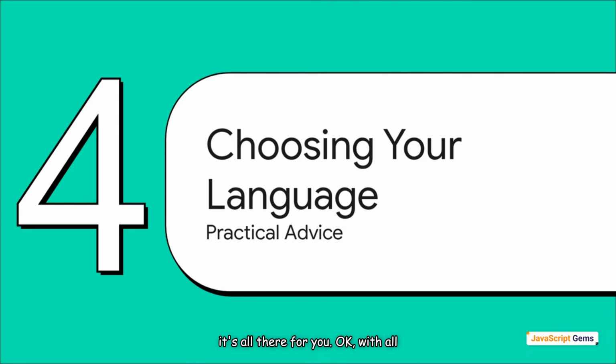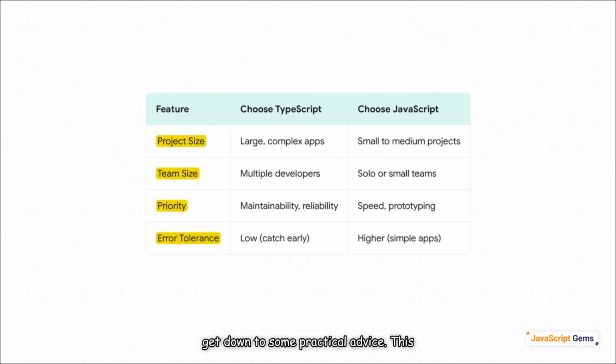Okay, with all those pros and cons laid out, how in the world do you actually make a choice? Let's get down to some practical advice. This table is a really fantastic way to think about it. Just look at the first line, project size. Building something huge and complex that needs to last for years, yeah, TypeScript is probably your best friend. But just whipping up a small personal website or a little utility script, the speed of plain JavaScript is tough to beat. You can apply that same thinking to team size or what your main priority is. Are you building for the long haul, or do you need to move fast right now?